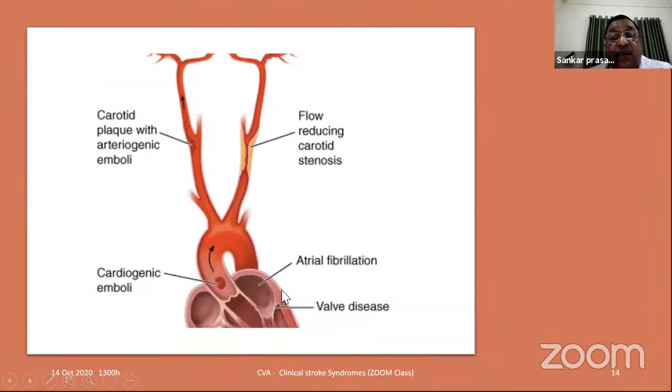Now, valvular heart disease like rheumatic heart disease can give rise to stroke, which we call cardioembolic stroke, and the cardiogenic emboli propagate distally and cause the embolic stroke. If there is a flow-reducing carotid stenosis, it can cause low flow, and if this is blocked, you can have an internal carotid artery distribution stroke. Atrial fibrillation causes stroke because it gives rise to thrombus generation, and that thrombus can get dislodged, causing cardioembolic stroke. So these are the pathophysiology mechanisms which are very important to understand.